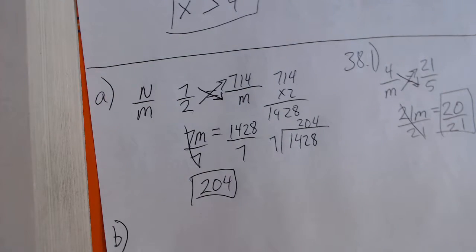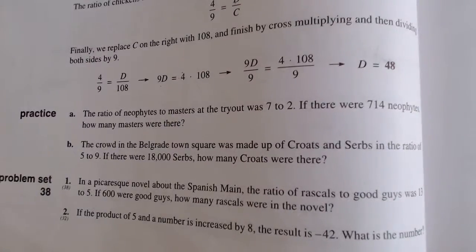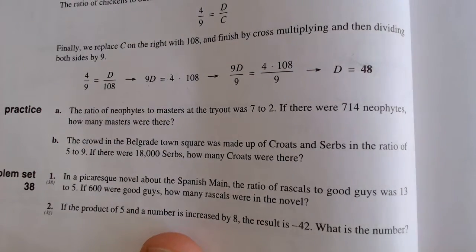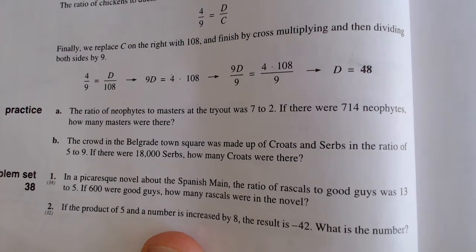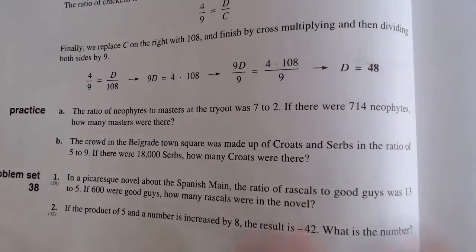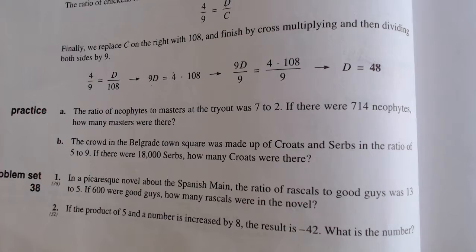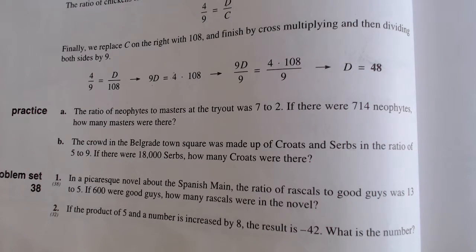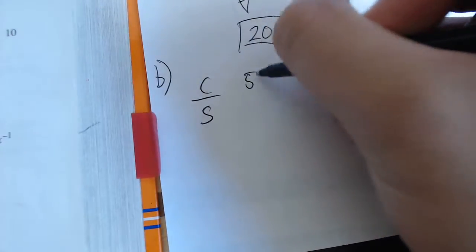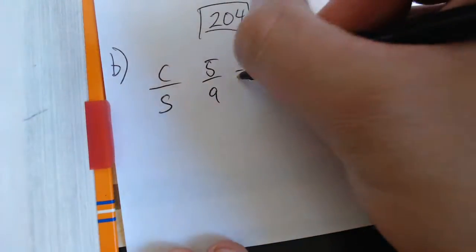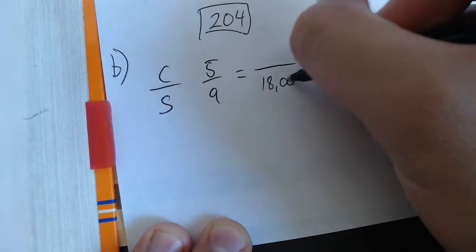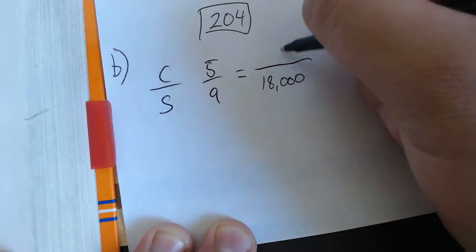Now we'll do practice B. They tell us that the crowd in the Belgrade town square was made up of Croats and Serbs in the ratio of 5 to 9. So again, we'll just read it with the letters. The crowd in the Belgrade town square was made up of C's and S's in the ratio of 5 to 9. So I'm going to write the ratio of C to S is 5 to 9. Now let's go back to our problem. If there were 18,000 S, how many C's were there? So I'm going to put my equal sign, and I've got 18,000 on S, and we need to find C.